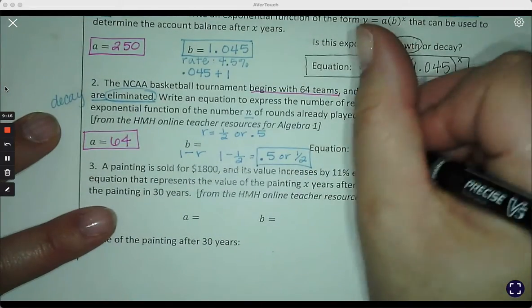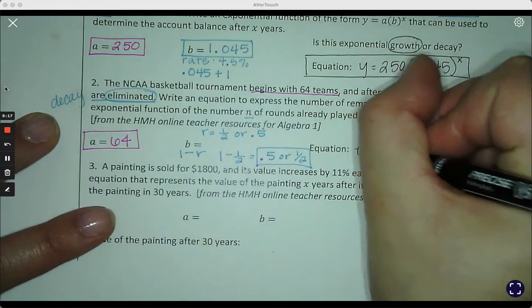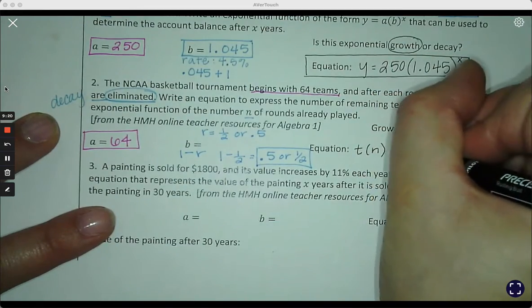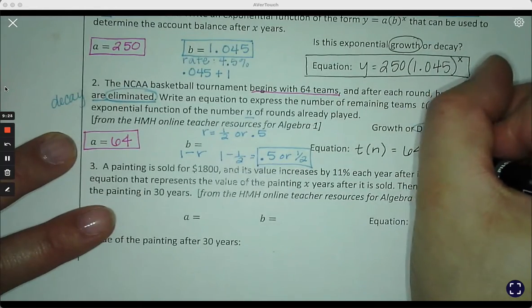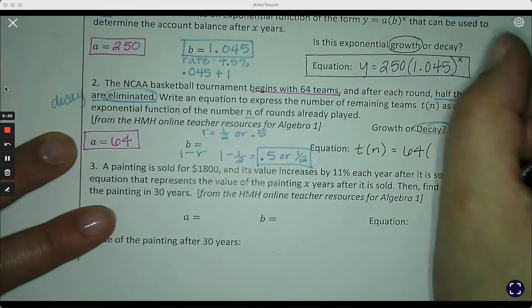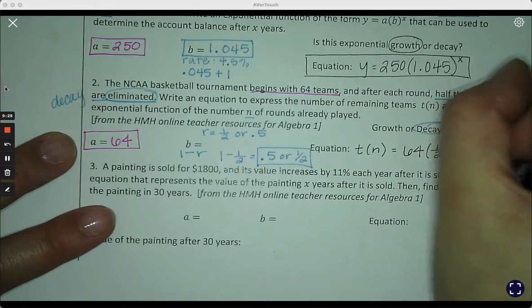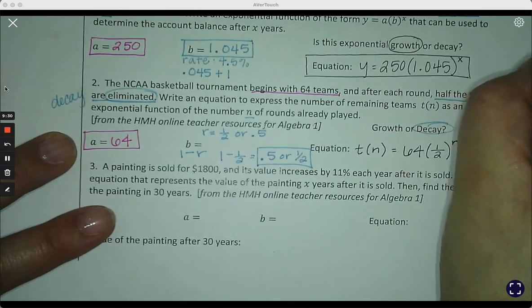So the equation, T sub n equals 64 times B, now you can use the fraction or the decimal, choice is yours, to the n power.